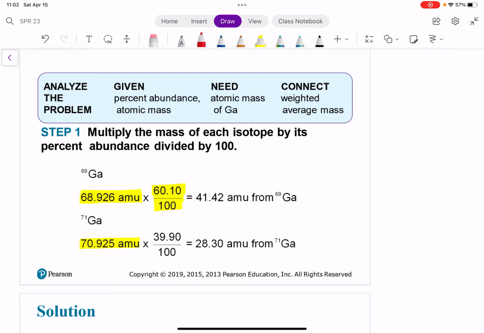All right, so what we're doing, and I like to see the parentheses, is we're taking the mass of gallium-69 and multiplying that by the percent abundance of gallium-69, and we're getting 41.42 AMU. You can try that calculation out yourself and see how that works. Then right here, we're going to take the mass of gallium-71, and multiply it by the percent abundance of gallium-71, and we're going to get this number here. Okay, are we done?